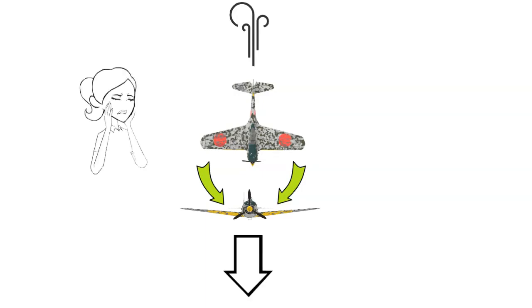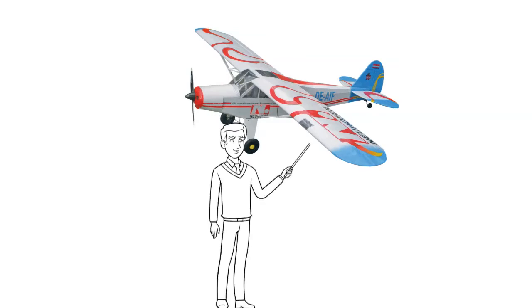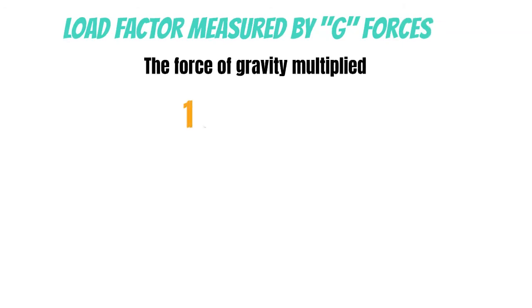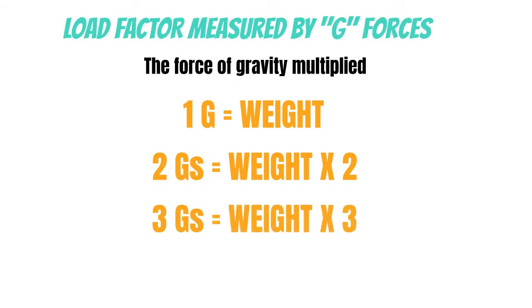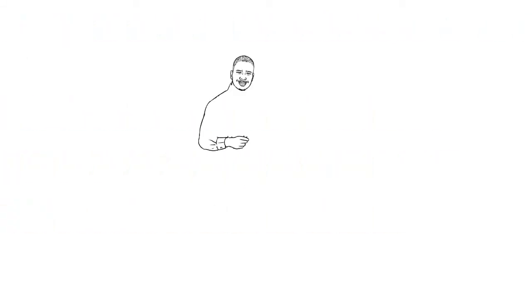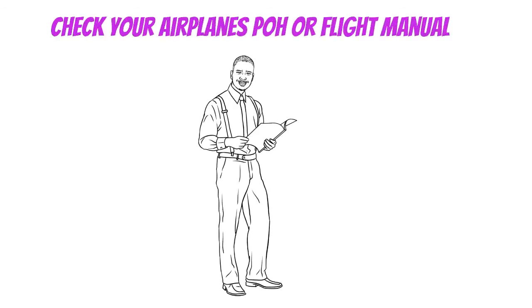But why do I care about all this? The wings of our airplane can only carry so much. By increasing the load factor, we increase the load that our wings have to carry. We measure load factor by g-forces, or g's. This is simply the force of gravity multiplied. For example, 1 g would equal the weight of our airplane. 2 g's would be the weight of our airplane times 2, and 3 g's would be the weight times 3, and so on. You'll find the G limitations for your aircraft in the POH or flight manual.